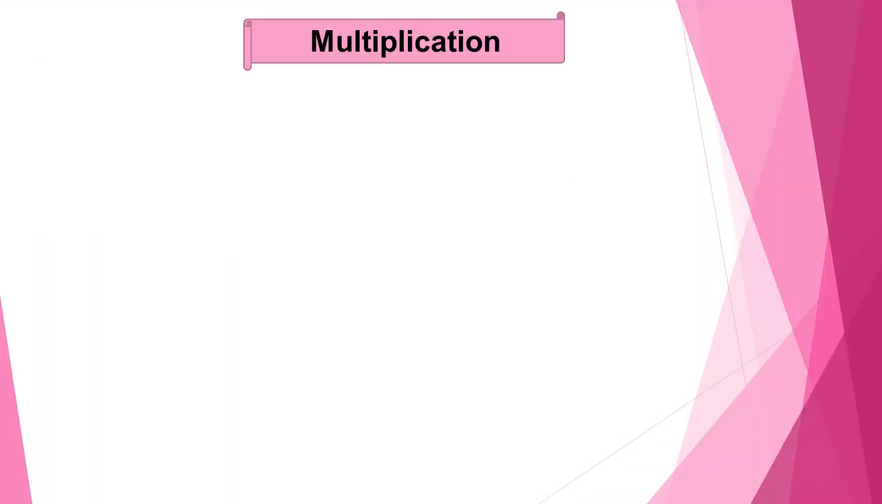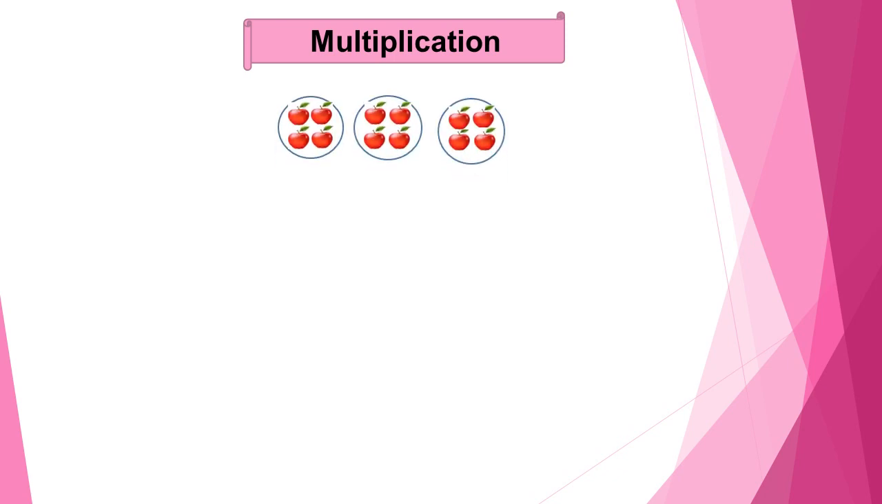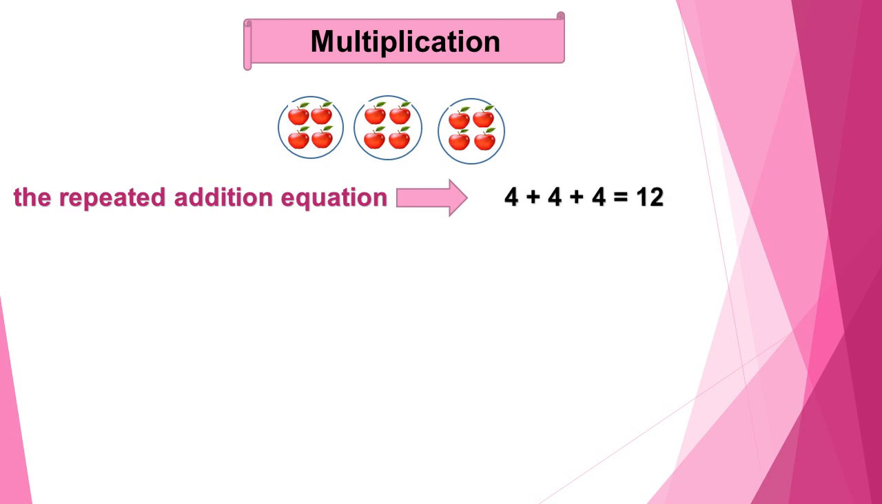Now we will study multiplication. Here we have 3 groups of apples. Each group has 4 apples. So what is the repeated addition equation? We have three groups. Each group has 4. Then 4 repeated 3 times. Then we add 4 three times. 4 plus 4 plus 4. 4 plus 4 equals 8. 8 plus 4 equals 12.